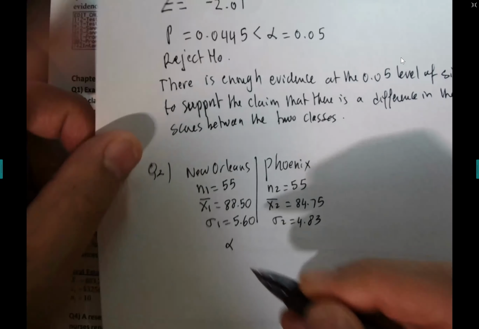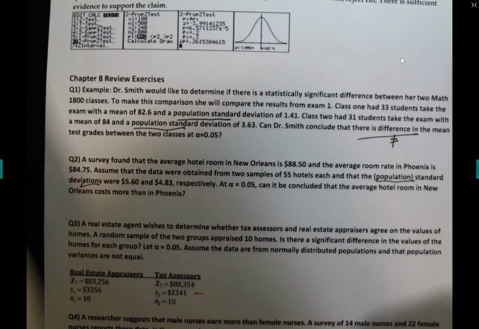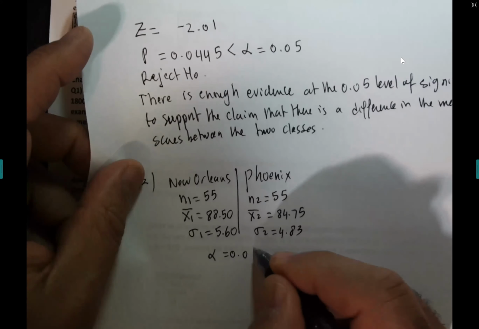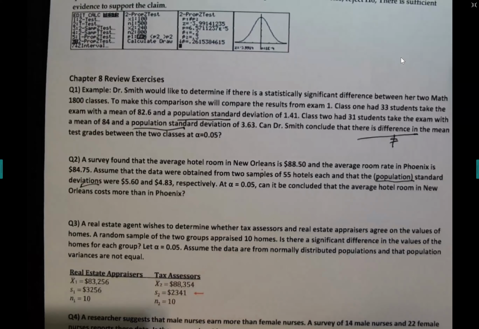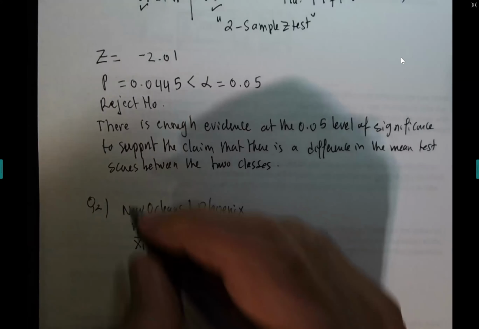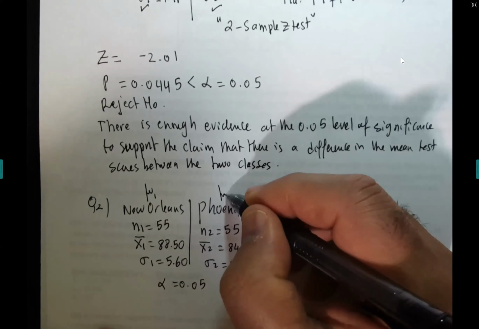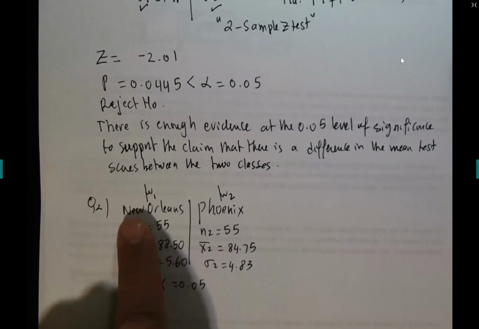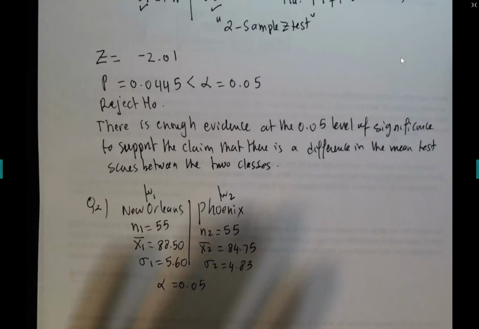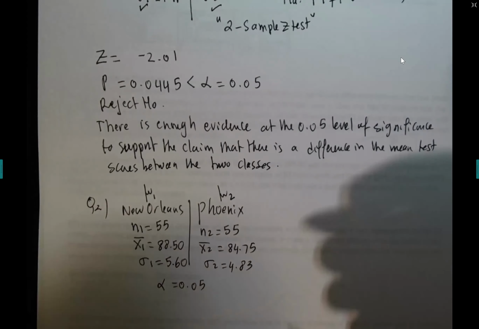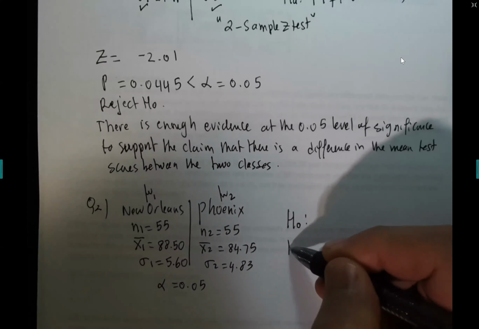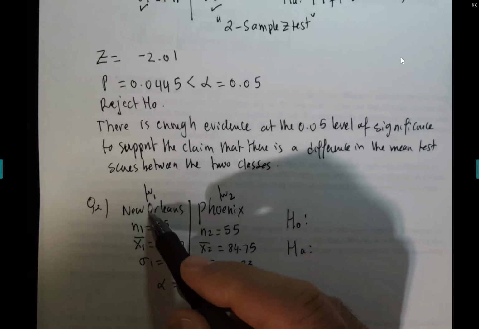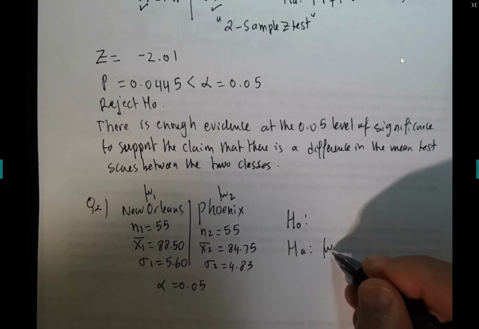And alpha is 0.05. Can it be concluded that the average hotel room in New Orleans costs more than that of Phoenix? Okay, guys, the New Orleans we labeled as 1 and Phoenix as 2. Now, if a student decided to label Phoenix as 1 and New Orleans as 2, then you have to reverse everything we do here to get the same results. So do you guys agree with me that he wants to check if the cost in New Orleans is more than Phoenix? So it's going to be mu1 greater than mu2.